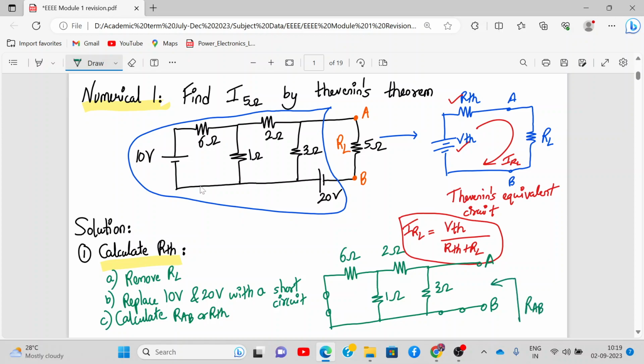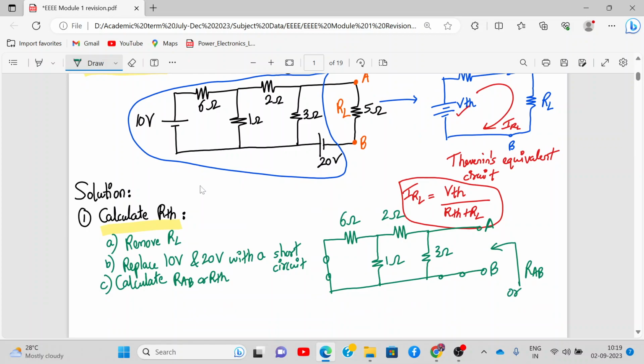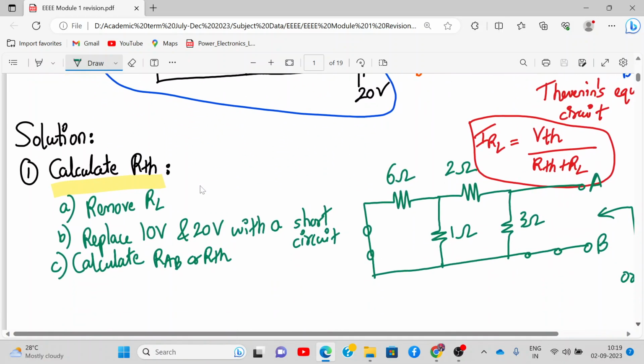Now I suppose you all have been taught how to calculate equivalent resistance, right? The resistance in a network. You all have solved it: source transformation, star to delta, delta to star, how to find equivalent resistance. Did you understand the procedure first? Did you understand how I have drawn this green circuit? Yes, sir.